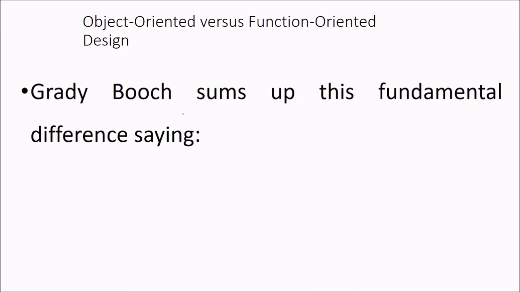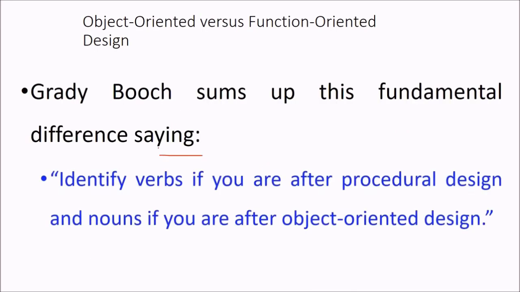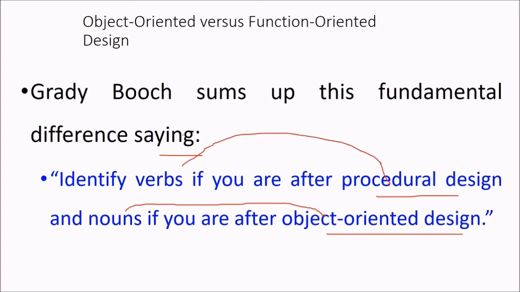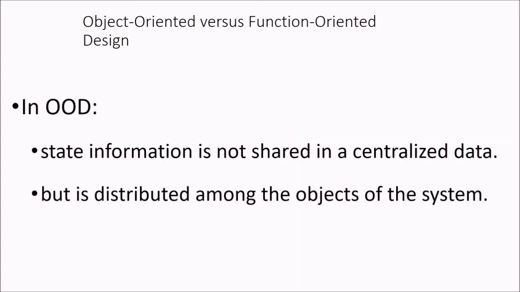Grady Booch sums up this fundamental difference. He says identify verbs if you are after procedural design, and nouns if you are after object-oriented design. Object-oriented design deals with nouns, that is, real-world entities, objects. Procedural design deals with functions, or the verbs they perform. So in object-oriented design, state information is not shared in a centralized data.